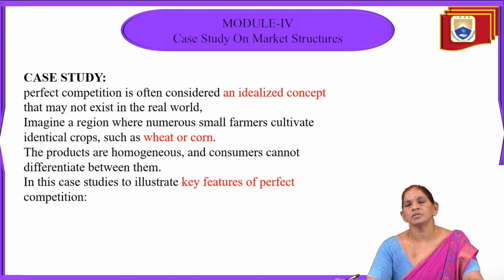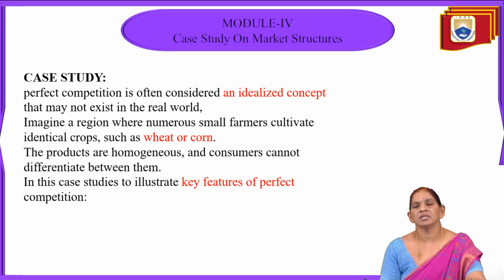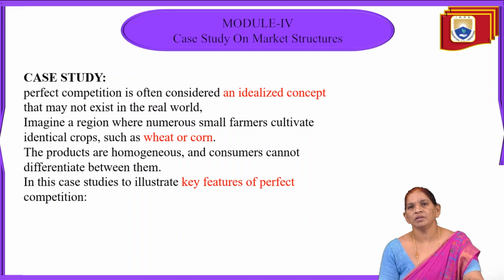So we come across some case studies related to monopolistic, perfect competition, or oligopolistic competition. The first case study relates to perfect competition, which is often an idealistic concept that may not exist in the real world. As an example, we can go to a region where numerous small farmers cultivate identical crops such as wheat or corn. So the products are homogeneous and consumers cannot differentiate between them.